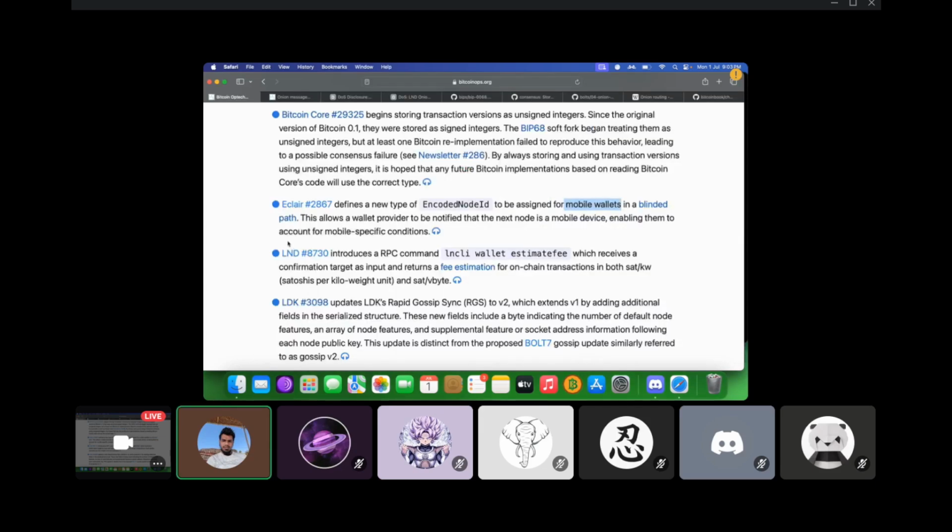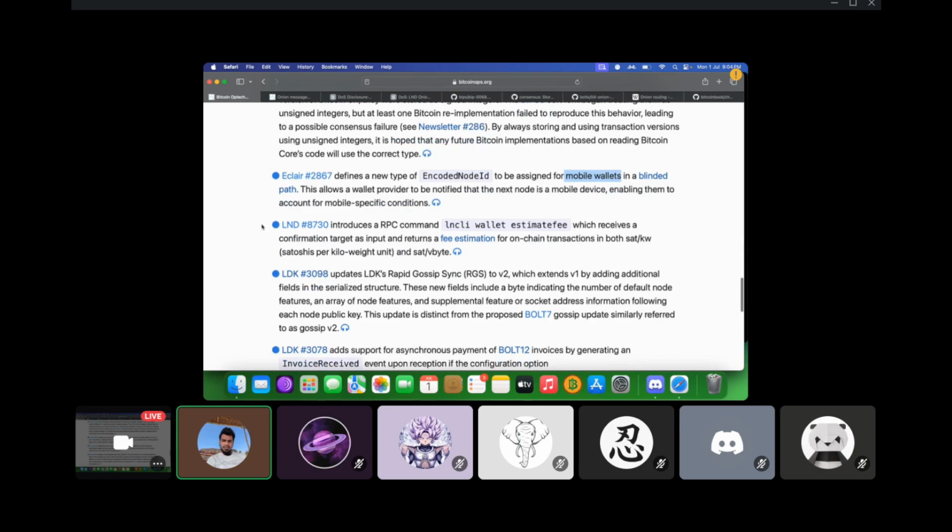Yeah, so this is the PR of Eclair. The next PR is of LND. PR number 8730 introduces the RPC command lncli wallet estimatefee, which receives a confirmation target as input and returns a fee estimation for on-chain transactions in both sat per kilo-weight unit, that is satoshis per kilo-weight unit, and sats per virtual byte. Just now we talked about the transaction with which you start a Lightning channel, known as your funding transaction, and the transaction with which you close the channel and go on the mainnet, which is your commitment transaction.